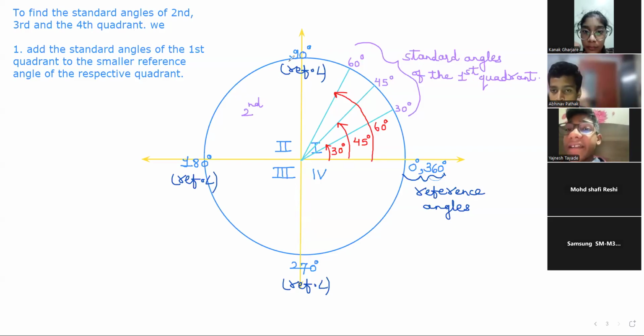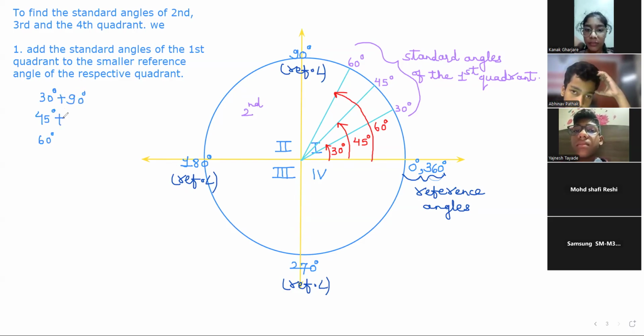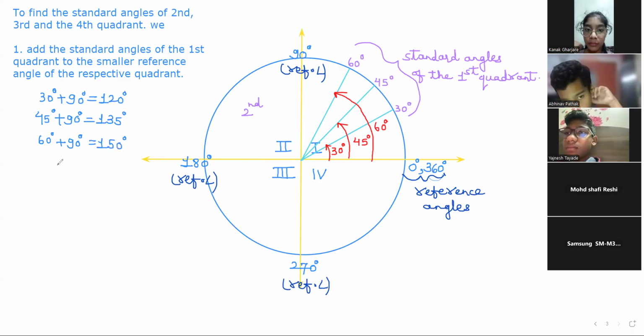Yes, sir. 90. हाँ. तो to find the standard angles of the second quadrant, what do we do? Add the standard angles of the first quadrant to the smaller reference angle of the respective quadrant. So I will add 30, 45, and 60 to the smaller one, which is 90, right? So 30 plus 90, 45 plus 90, 60 plus 90. These are the standard angles of the second quadrant. I hope all of you understood this. Yes or no?